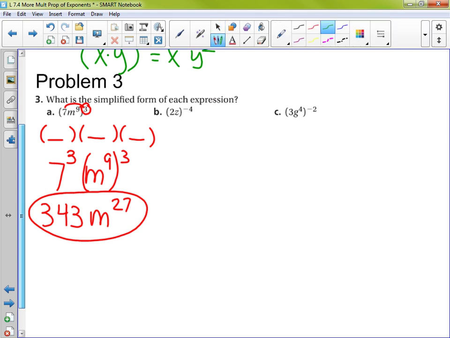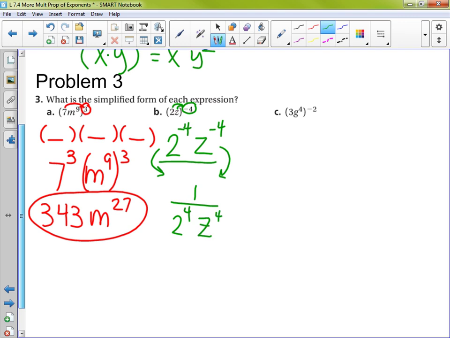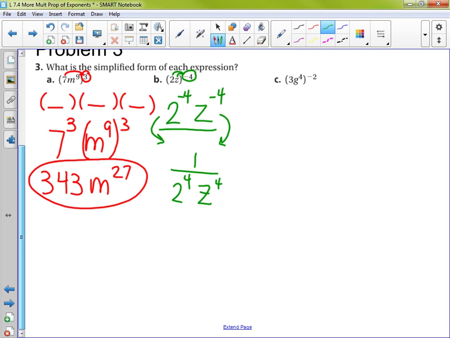If I do that in part B with a negative exponent, I'm going to give the negative 4 exponent to the 2 and to the z, so I get 2 to the negative 4th, z to the negative 4th. Both of these exponents are negative, so I'm going to move both of them to the bottom and make it 1 over 2 to the positive 4th and z to the 4th. And you can go one step further. 2 to the 4th is 16, 2 times 2 times 2 times 2. So your answer is 1 over 16z to the 4th.